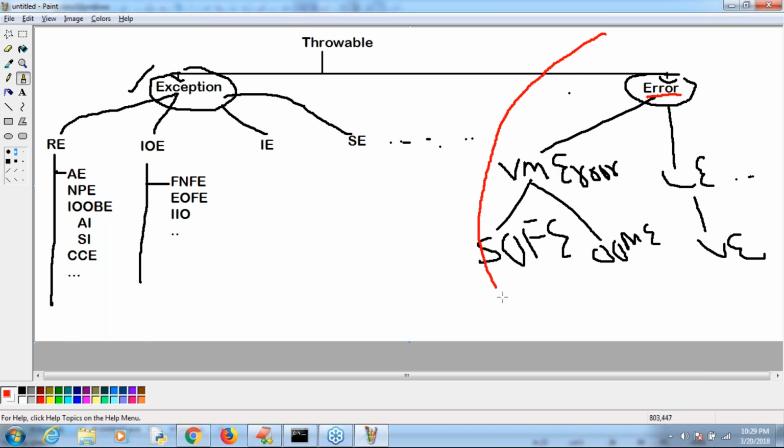That's why these are checked or unchecked. Are all errors checked or unchecked? Unchecked. The compiler never worries about errors, because the programmer is not responsible for handling them. Remember, Error and its child classes are unchecked. Similarly, RuntimeException and its child classes are unchecked. The rule is very clear and straightforward: either RuntimeException or its child classes, or Error and its child classes, are unchecked.